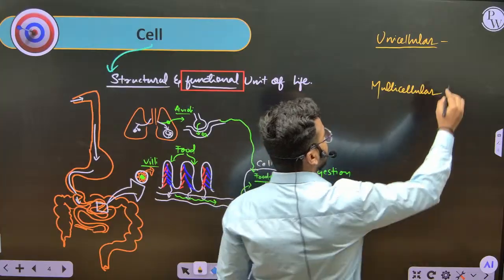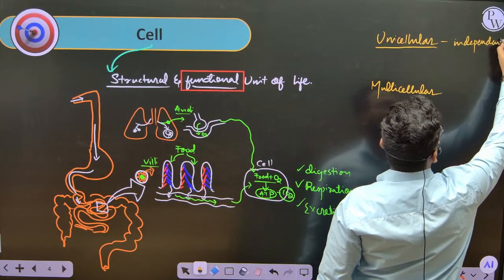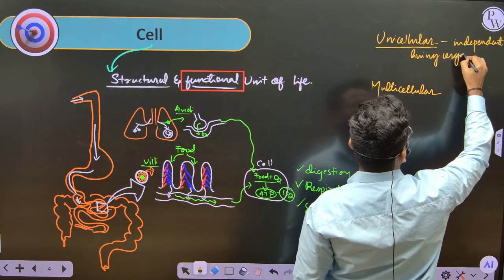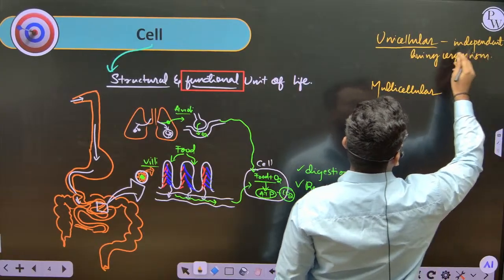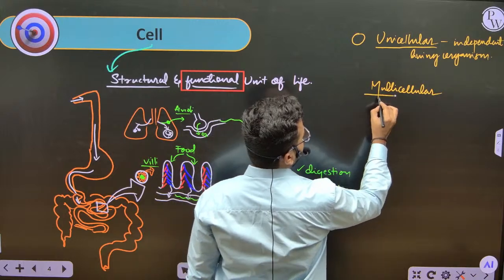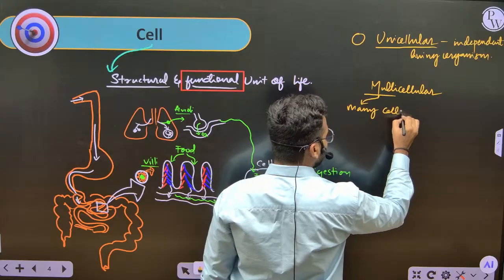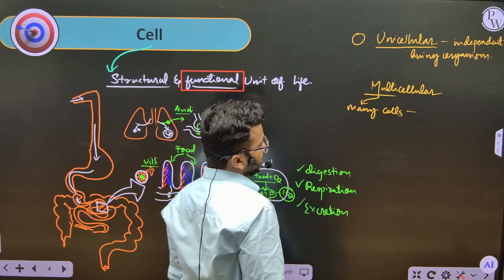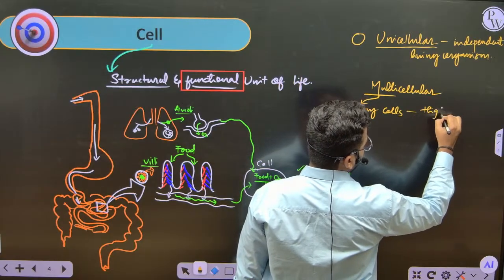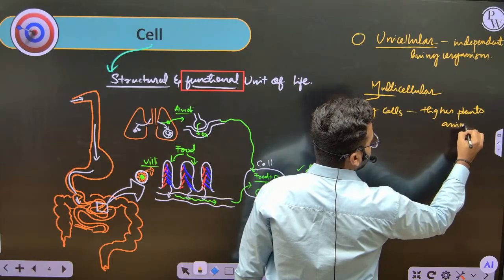It is an independent living organism, which makes a life from a single cell. So it is made up of a single cell there. Here multi means many, so we know that. So it is made up of many cells. So in many-celled organisms, you can take higher plants or animals as examples for this.